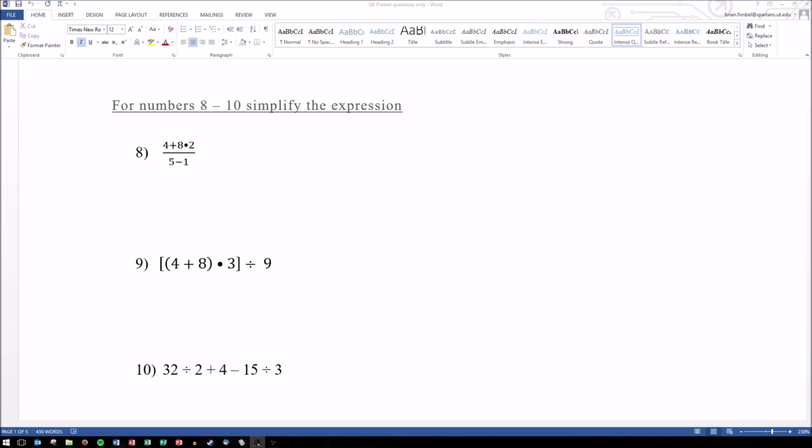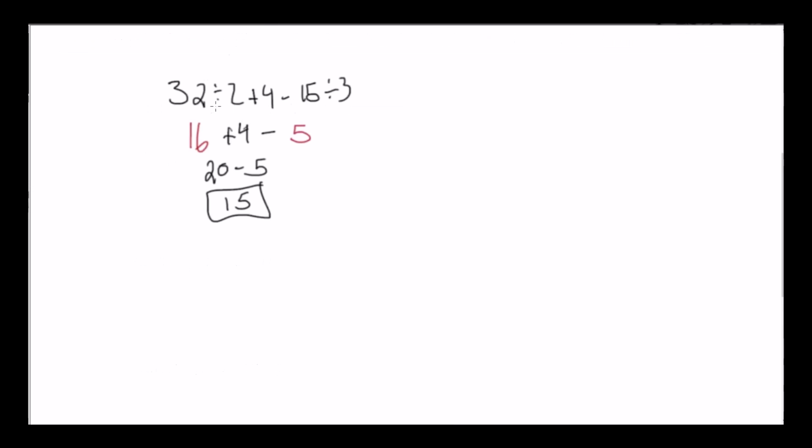Let me erase this other one really quick. We have 32. So I looked here and I identified that I have division, but I do not have parentheses or exponents. So now I went to multiplication and division, only division. So I went ahead and did those in red for you. And then I have addition and subtraction next, which I have. So I'm going to go left to right. 20 minus 5 is 15.